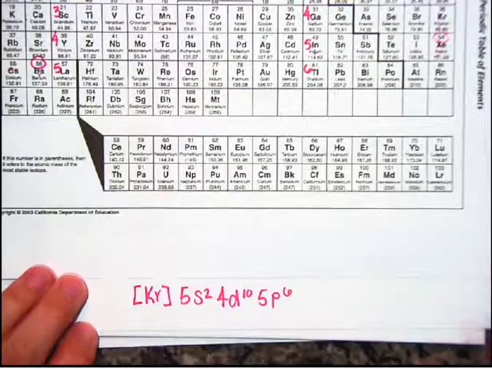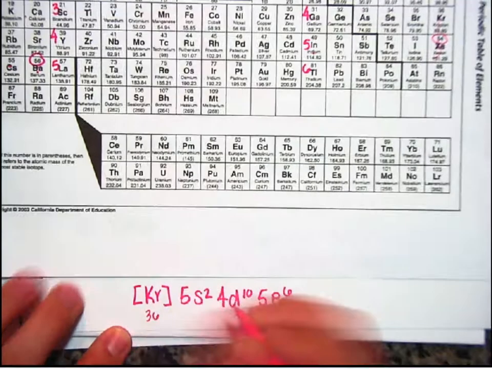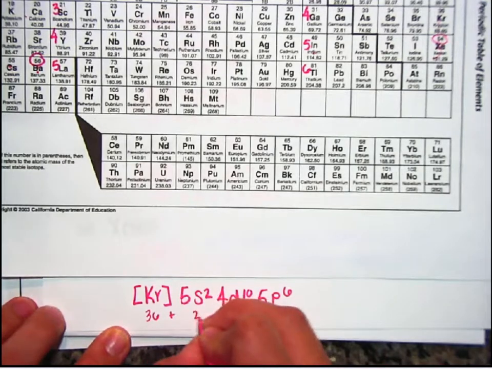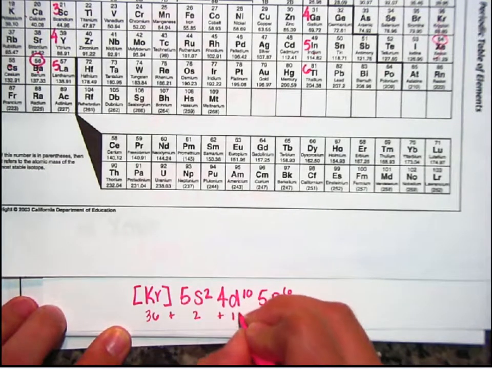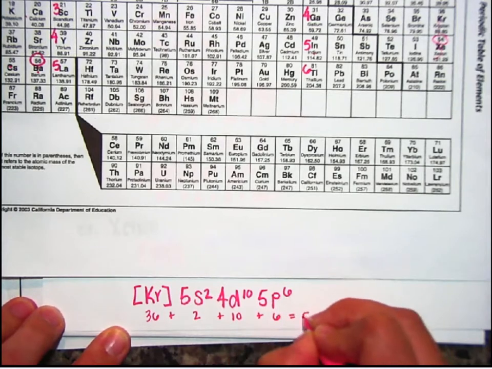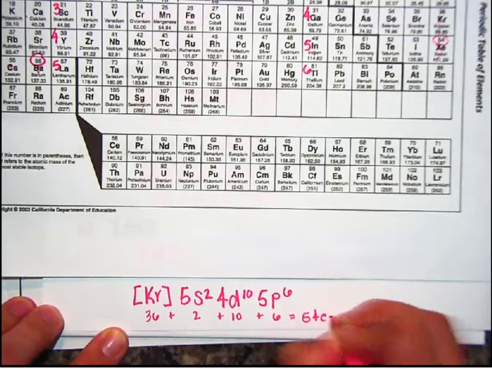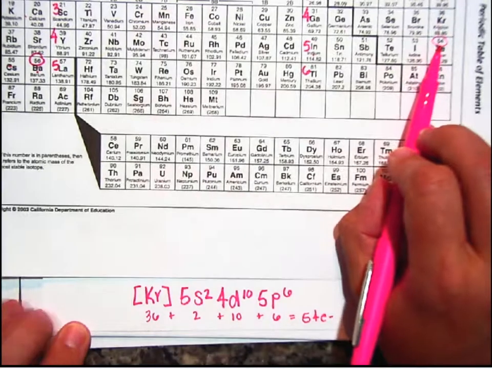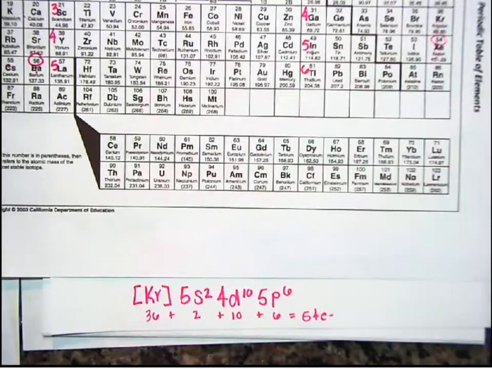And again, we can always count our electrons. 36, 38, 48, and 6 gets me to 54 electrons. So we accounted for all 54 of xenon's electrons.